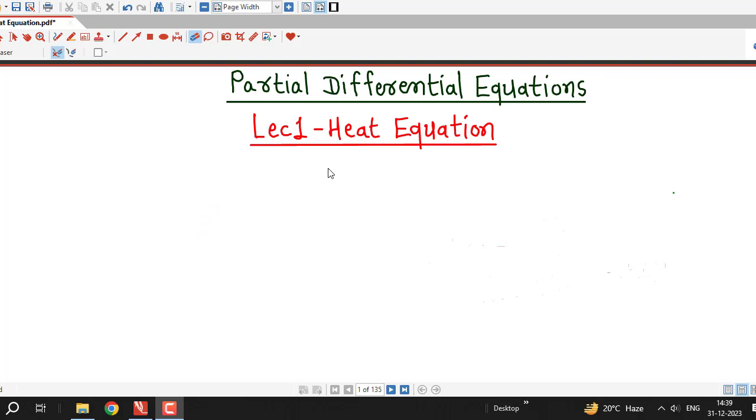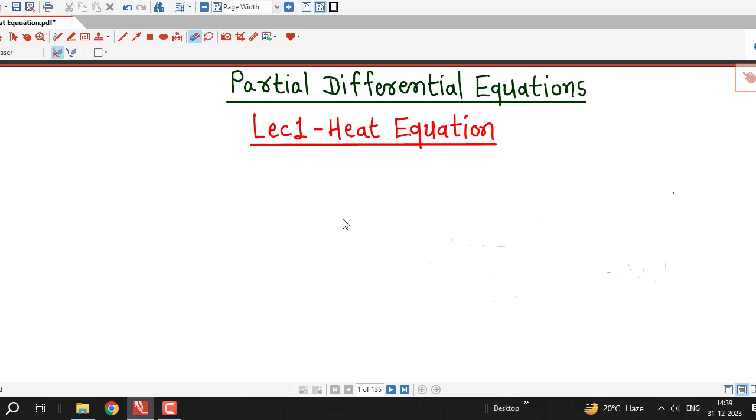Hello friends, I welcome you to lecture number 1 on the heat equation. In this lecture we are going to understand the mathematical model governed by the heat equation, and we will see how we can find the solution of that mathematical model with some initial and boundary conditions.